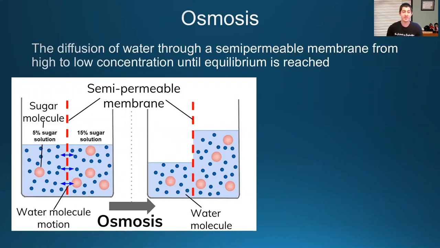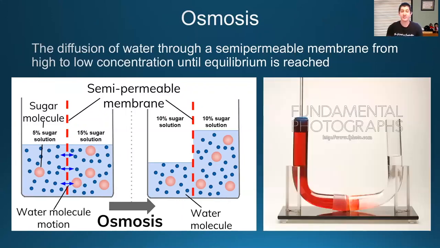So essentially what that means is on the left side, there's more water molecules per volume. And so they will want to diffuse to the other side in order to equalize that concentration difference. So if we let that beaker sit for a little while, you would actually see the water level rise on the right side as these water molecules diffused across that membrane in order to equalize the concentration of water molecules.